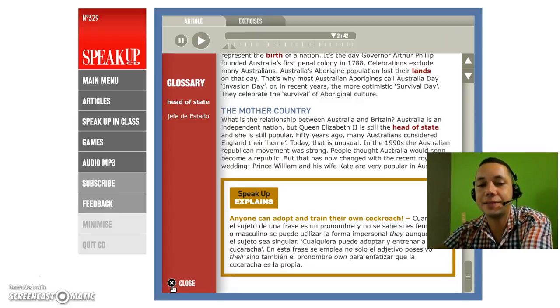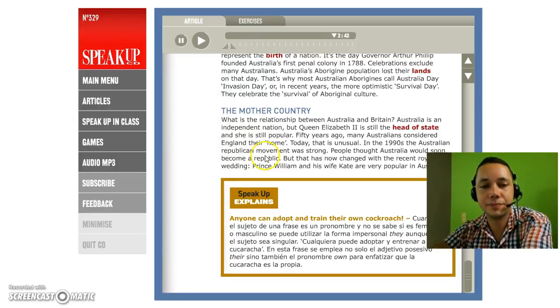Okay, so pay attention. Australia is an independent country, of course, but Elizabeth, the Queen of England, is still the head of state. And she is still popular.